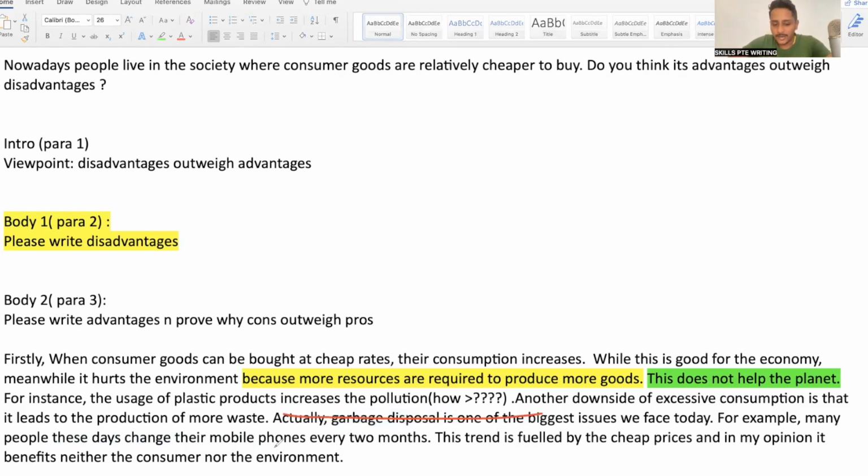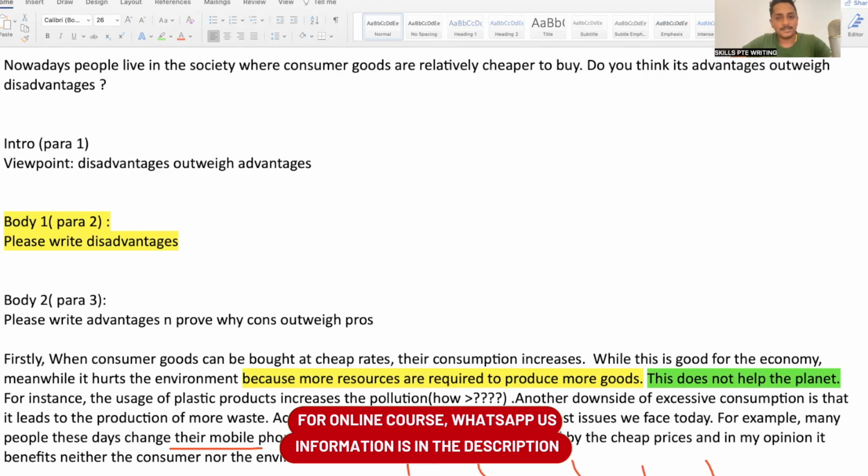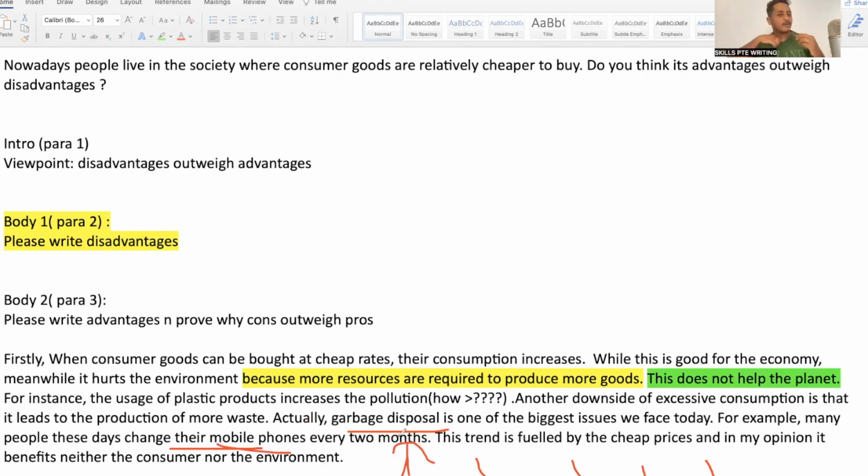Again, see, this is not required by the way, but you have written it and still it is wrong because it is not clear. Garbage disposal is one of the biggest issues. For example, many people change their phones every 2 months. This trend is fueled by the cheap prices. Okay, but how is this changing phone going with the garbage disposal? I know it is very simple to understand, but you have to write. Everything is in half, and that's exactly what I told you not to do throughout the class today.